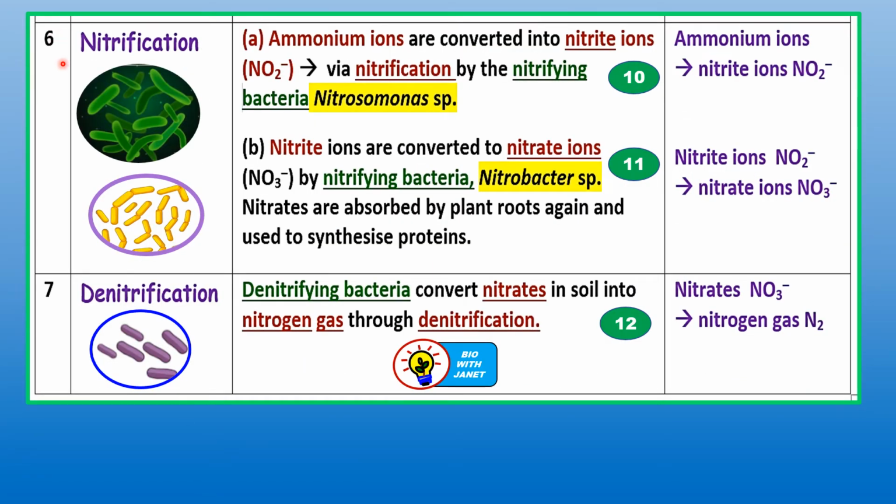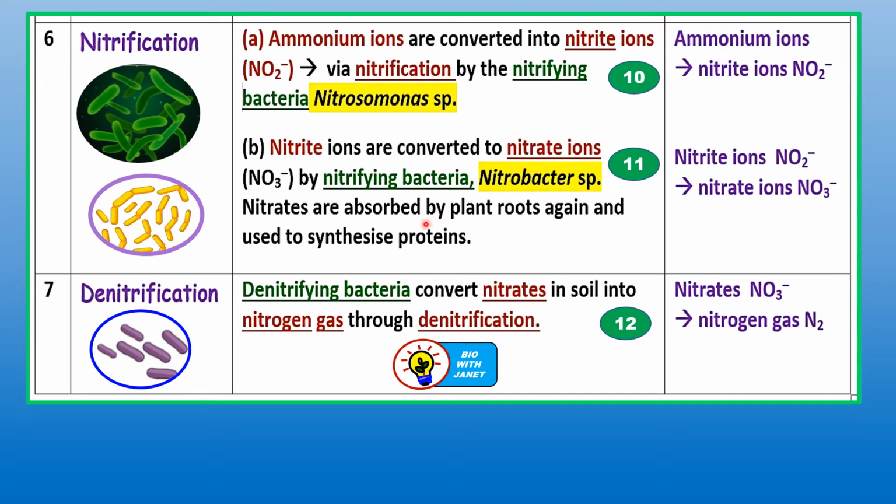Number 6. So after ammonification, we have nitrification. Ammonium ions are converted into nitrite ions, NO2 minus, via nitrification by the nitrifying bacteria such as Nitrosomonas species. Then B, nitrite ions are converted to nitrate ions, NO3 minus, by nitrifying bacteria such as Nitrobacter species. So this is the second type of nitrifying bacteria. All right, the first type is Nitrosomonas species, and the second example is Nitrobacter species.